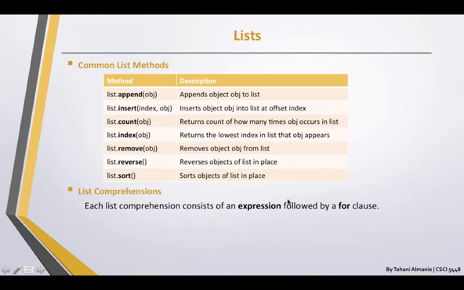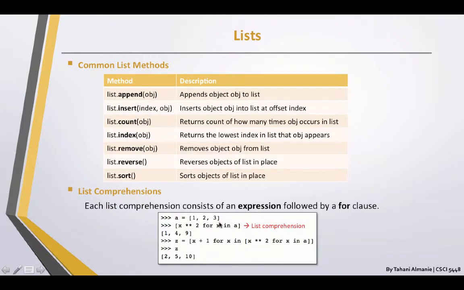List comprehension is a concise way in Python to create lists. So each list comprehension consists of an expression followed by a for clause. So here, for each x in A, give x to the power of 2. And this is the resulted list. Also, you can use 2 or more list comprehensions in the same line. So here, for this list, apply this expression. And this is the resulted list.